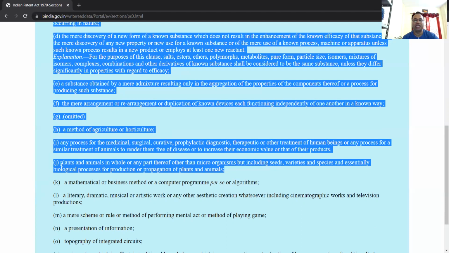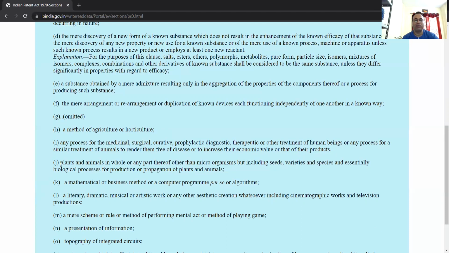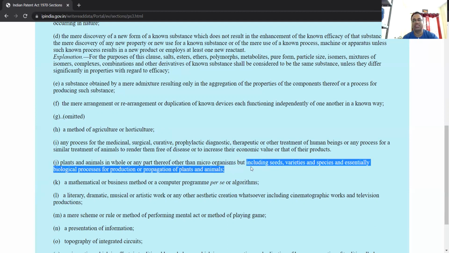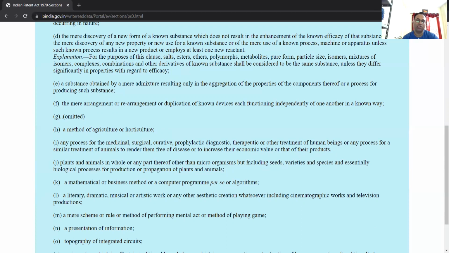So J is regarding plants and animals. So seeds are not patentable. There are various case studies going on with regard to the seeds: can the seeds be patentable, because some companies have developed genetically modified seeds. So many cases are going on. You can read those cases.